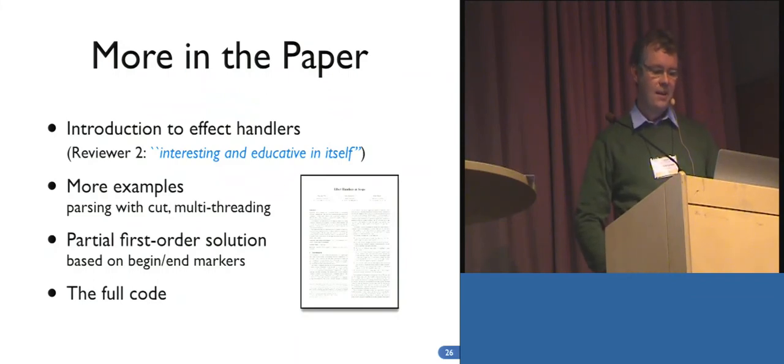There are more details in the paper that I won't go into. There's an introduction to effect handlers explaining how the whole framework works. We have more examples in the paper that show situations where this problem arises, where you want to have flexibility for the interaction between effects, like for example in parsing with cut or in multi-threading. And besides the higher order solution, we first show a partial solution using the first order syntax, using begin and end markers to set up a scope. But this does not cover all the situations where you would like to use scoping constructs. And of course, you can find all the code in the paper.